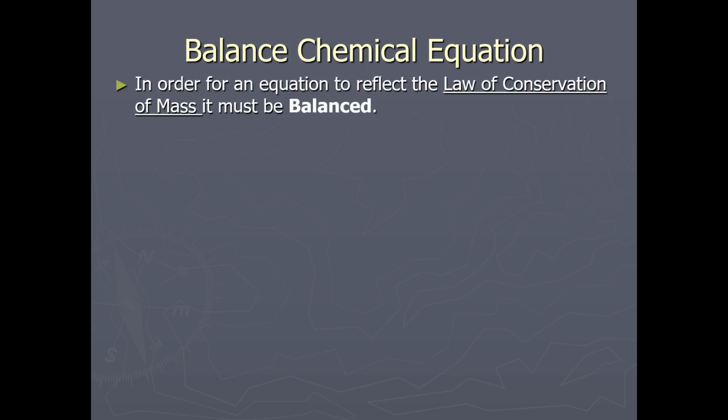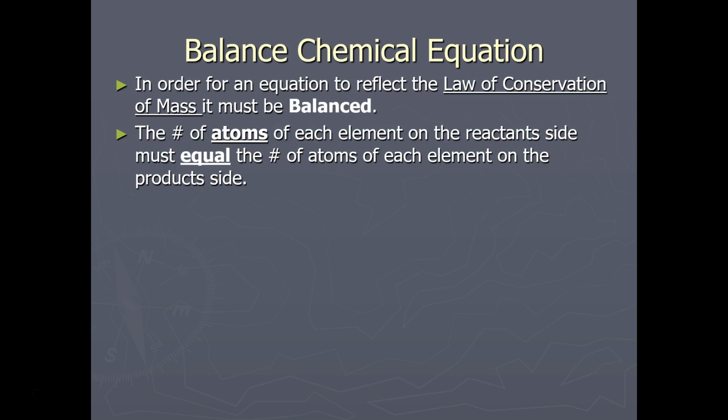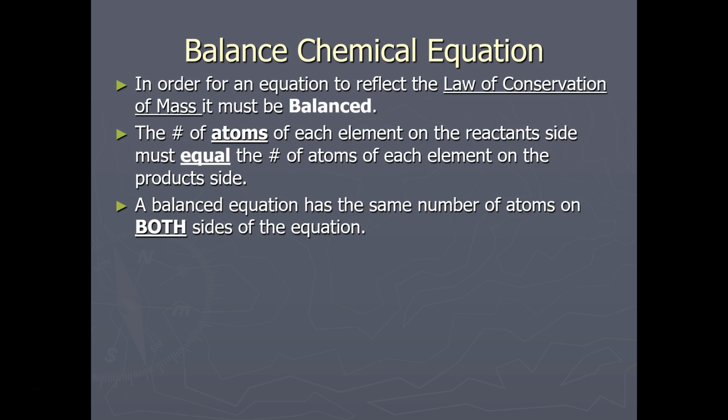In order for an equation to reflect the law of conservation of mass, it must be balanced. That means that the number of atoms of each element on the reactant side must equal the number of atoms of each element on the product side. A balanced chemical equation has the same number of atoms on both sides of the equation.